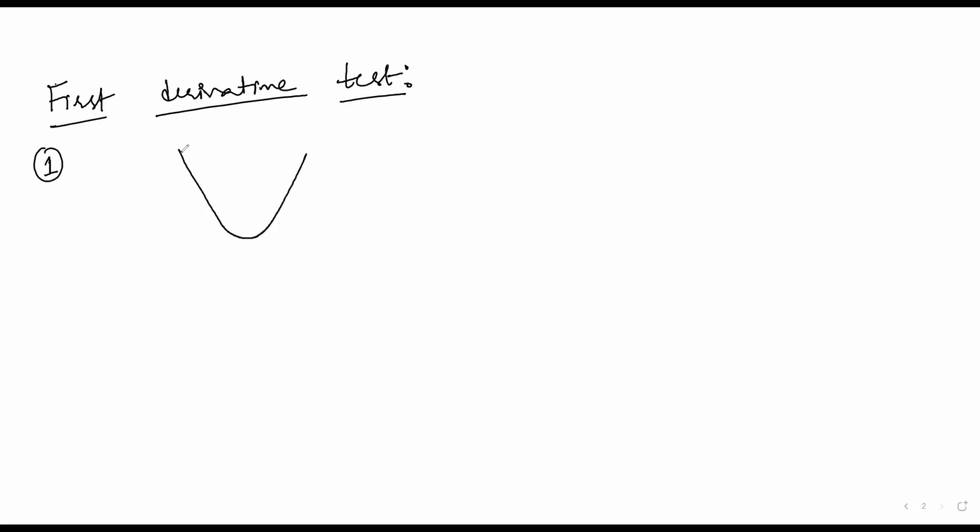So what is the first derivative test? Let's see the first derivative test. Here, point number one: let's say you have a function like this. Okay, I have a graph like this.